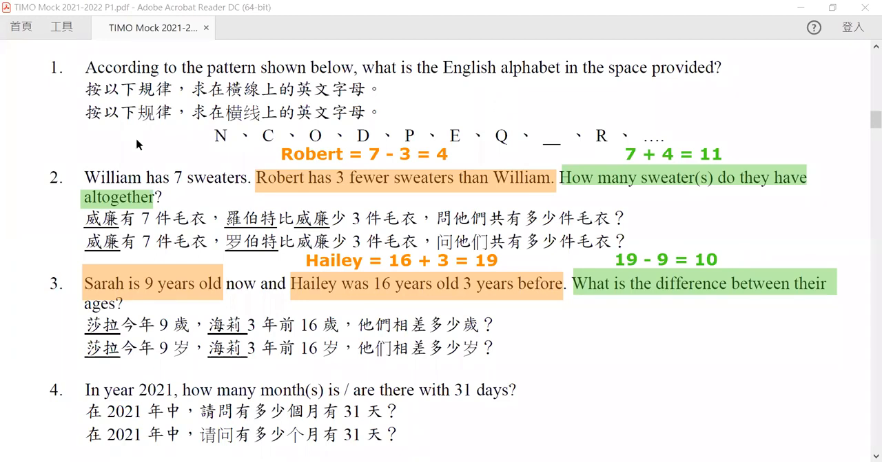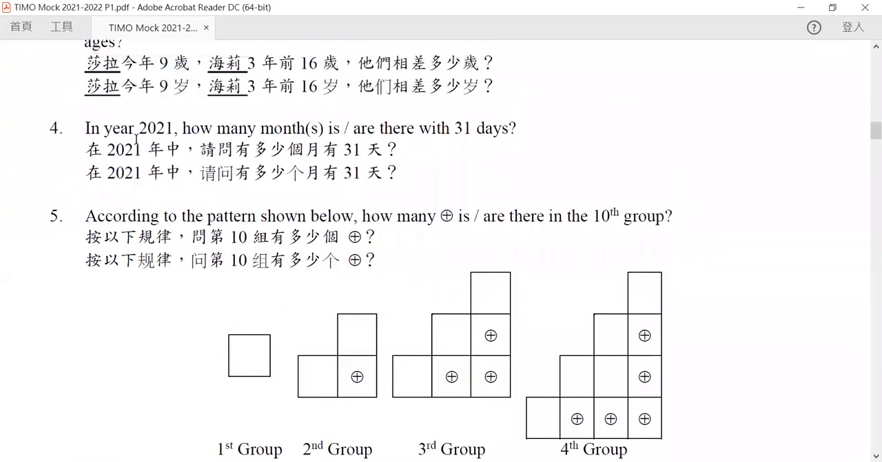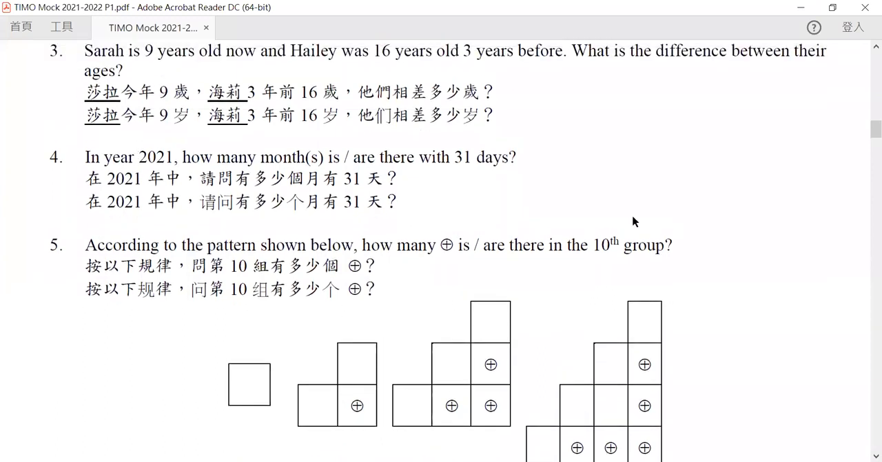Okay, so let's go to question number 4. In year 2021, how many months are there with 31 days? Now, this is actually not a mathematical question, but more a question about common knowledge. So within a year, how many months are there of 31 days?